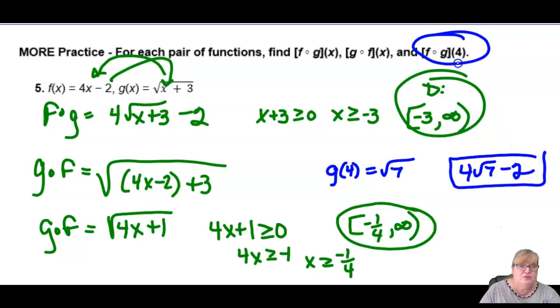The other option would be, we already found f of g right over here. And we could have put the 4 in here. And we would have got the same thing, 4 square roots of 7 minus 2. All right, you could give a decimal approximation, but there's nothing else to do to that as far as simplifying.